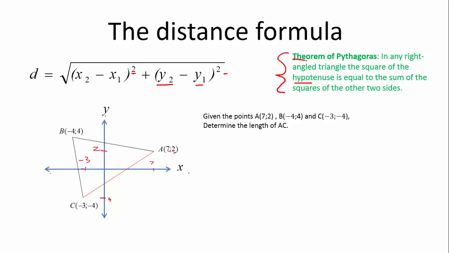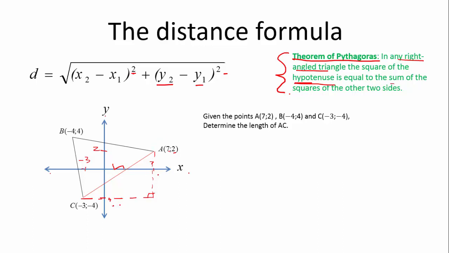So why did I talk about the theorem of Pythagoras? In any right-angled triangle, do we have a right-angled triangle here? What if we drew a line across here, just make it a dotted line, and met here? That would be a right-angled triangle. The square of the hypotenuse is equal to the sum of the squares of the other two sides. So the square of the hypotenuse, remember this hypotenuse, is equal to the squares of the other two sides.